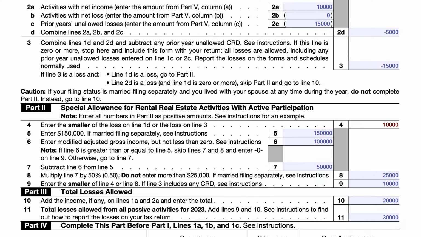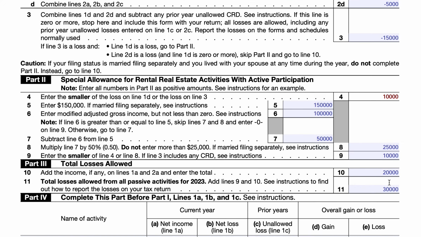We're going to multiply that by 50%, but not to enter a number more than $25,000. What that means is that's the maximum special allowance for passive activity losses that you can take for real estate activities with active participation. So we'll take the smaller of that since the actual loss was only $10,000.